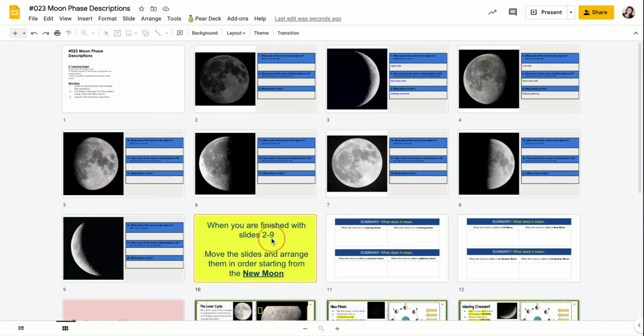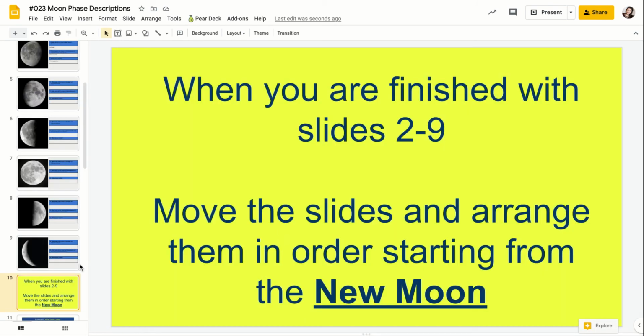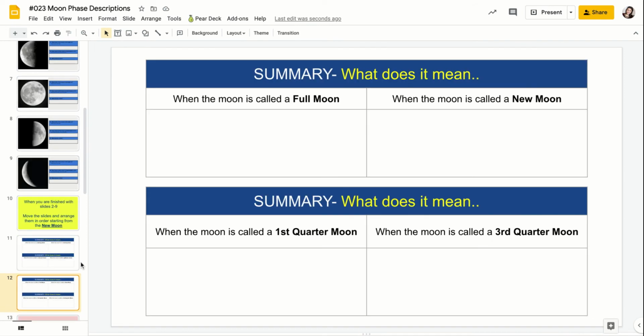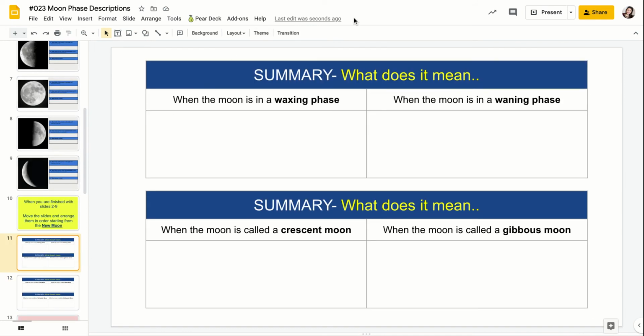And then on slides 11 and 12, you're just summarizing. So what does it mean when the moon is in a waxing phase? What does it mean when the moon is in a waning phase? What does it mean when the moon is called a crescent moon? What does it mean when the moon is called a gibbous moon? And again, all this stuff, we talked about it yesterday, and it's in your notes.